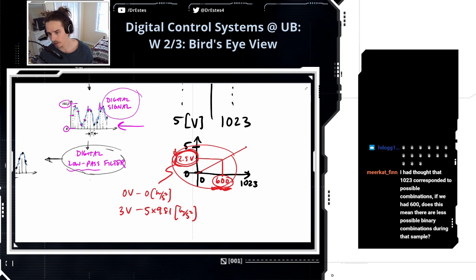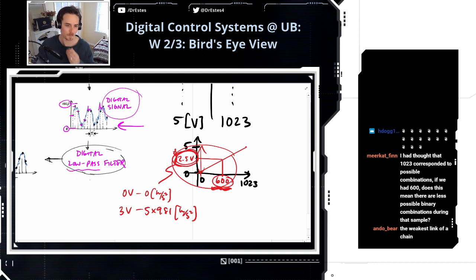So I guess you're right. I guess there are less possible combinations for this sensor just because its voltage range doesn't go over the full 5 volts. The weakest link of a chain. Yes. In this case, the accelerometer is the weakest link.